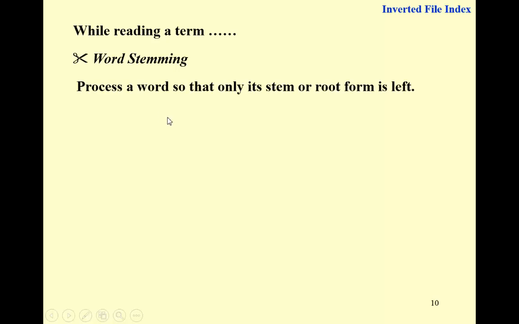So first is about the token analyzer plus the stop filter. While reading a term, basically we have two things to do. The first one is word stemming. Word stemming means to find the root form of an English word. So we process a word so that only its stem or root form is left.